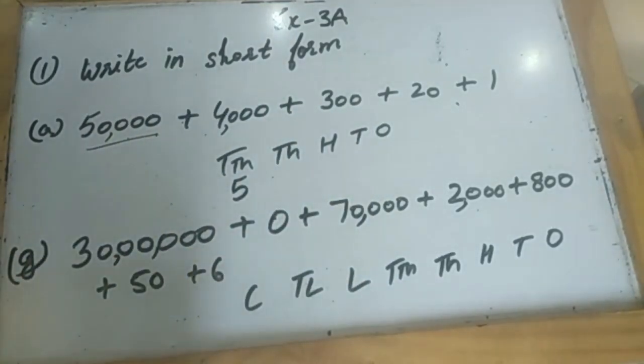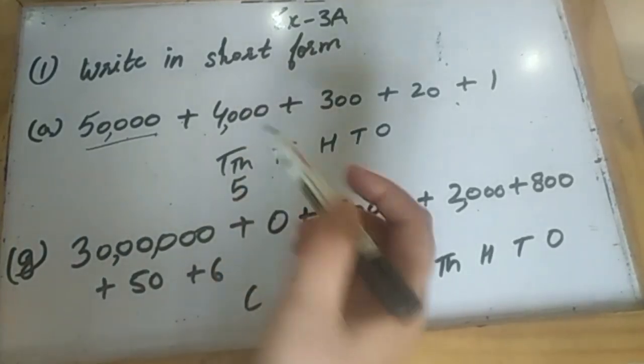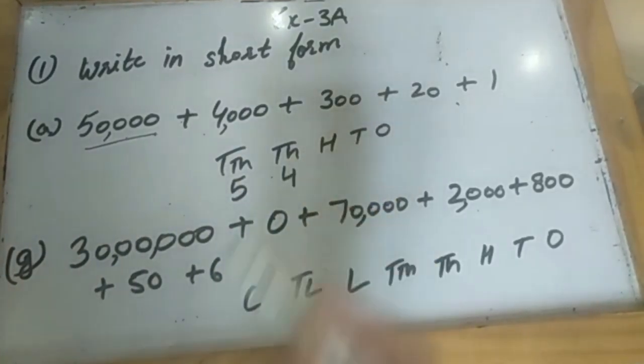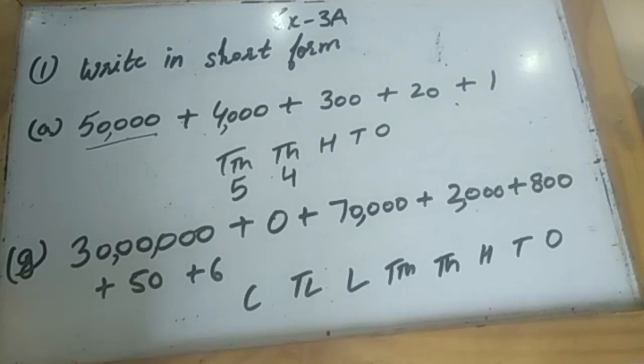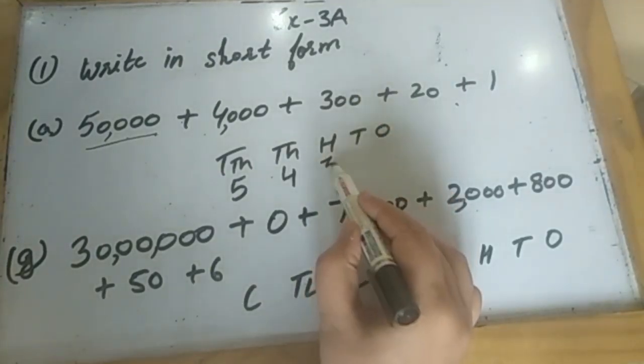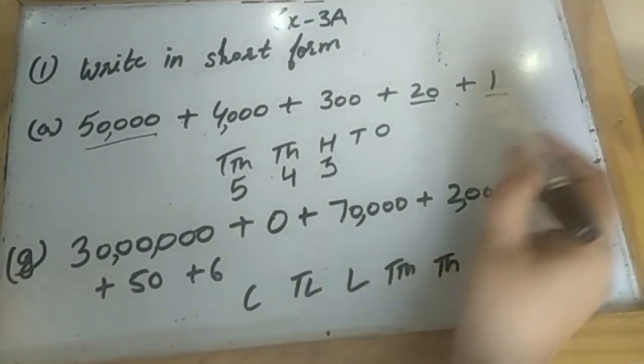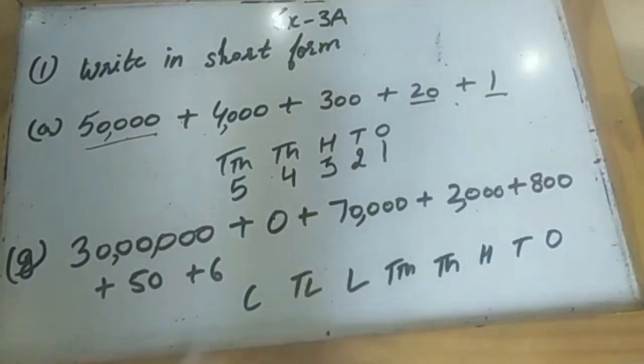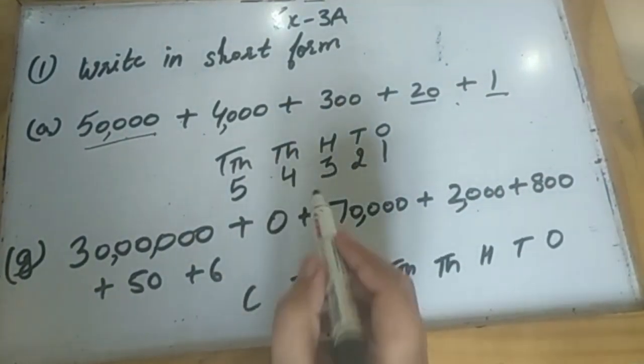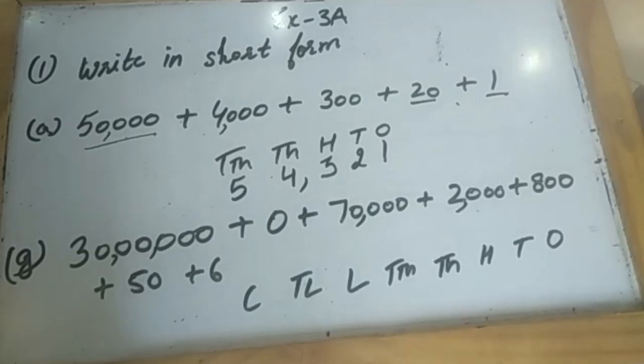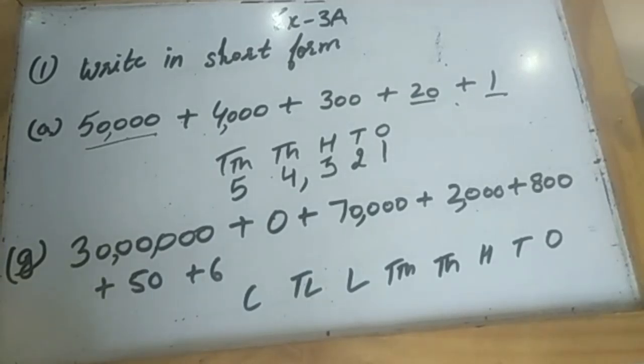50,000 also means 5 in the 10,000s place. And then you have 4,000, so I'll put the digit 4 under 1,000. Then you have 300 and 20 and 1, so 321 will come under the 100s, 10s and 1s. So what this number becomes is 54,321.